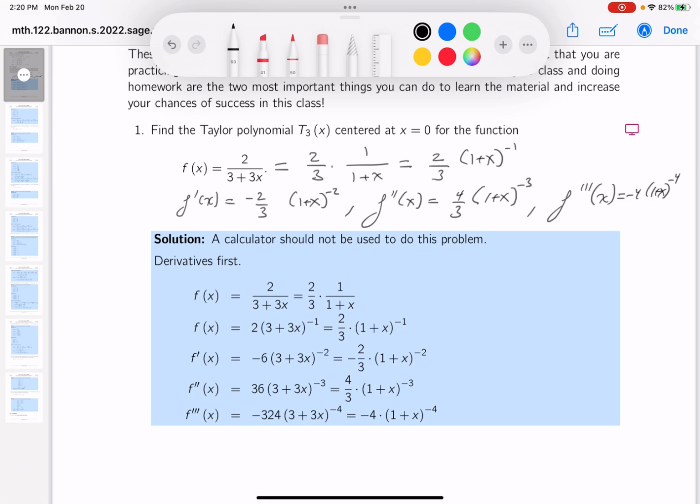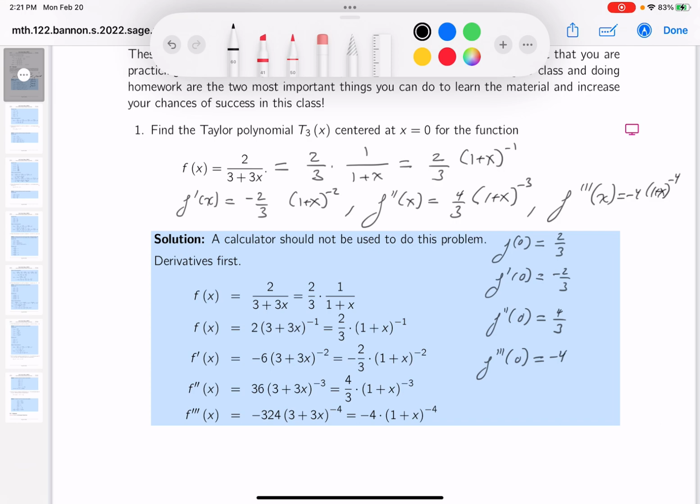All right, and what I'm going to do now is start to evaluate this where it's centered, at 0. So f of 0 is going to be 2/3. I'm going to put down f prime at 0, and that's going to be minus 2/3. I'm going to do f double prime at 0, and that's going to be 4/3. And f triple prime at 0. What's that going to be? Minus 4.